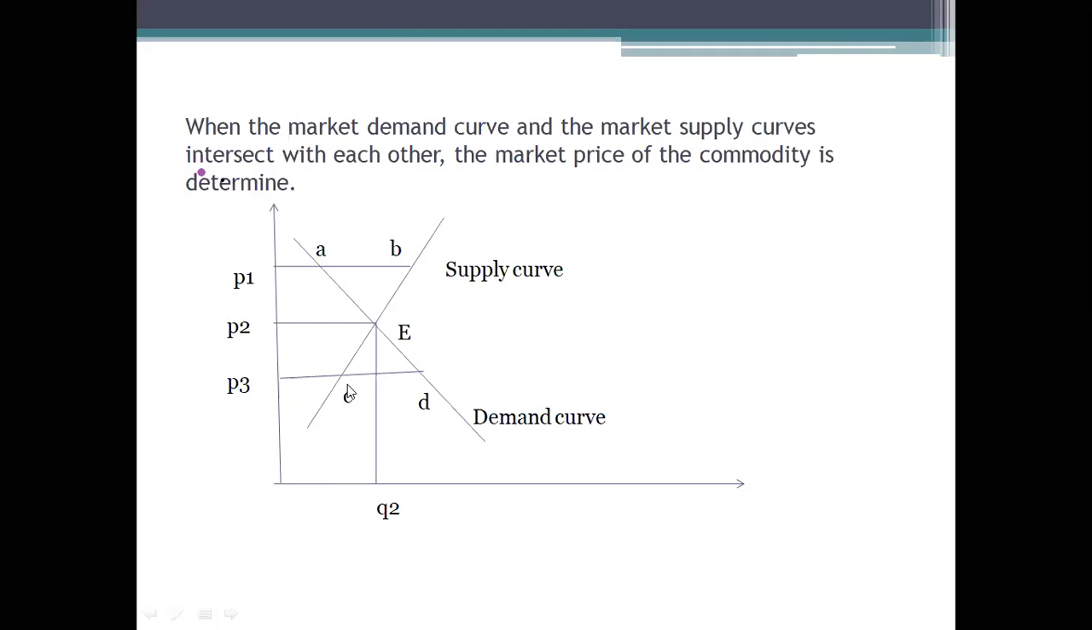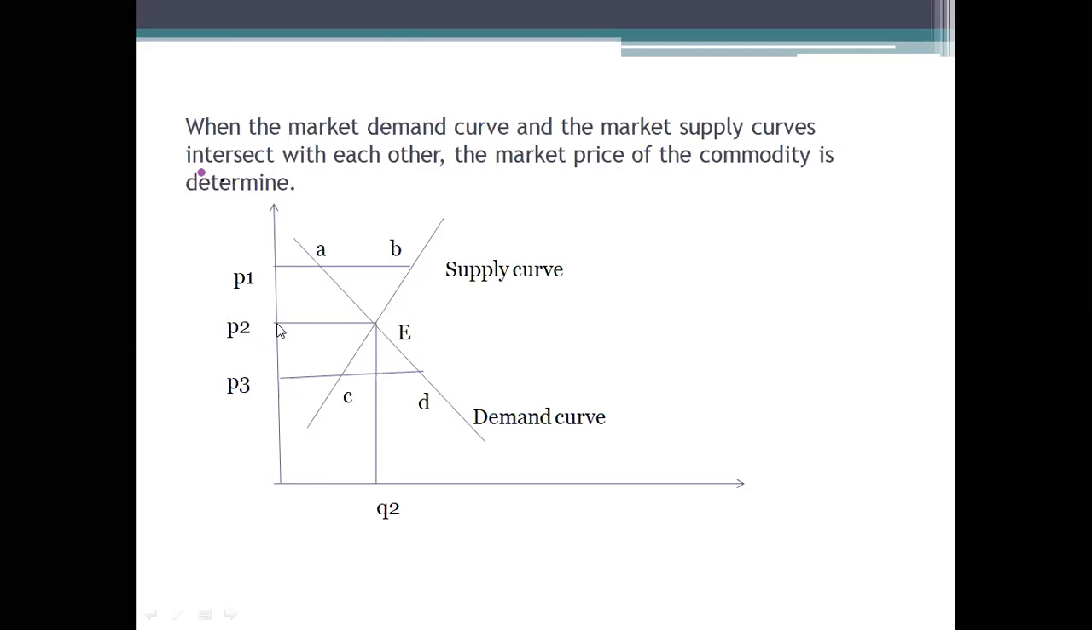So now what happened at this point? These two curves intersect at this point. So we name this point as point E. Clear? So we assume this is the equilibrium point. Equilibrium point means where demand and supply are equal.